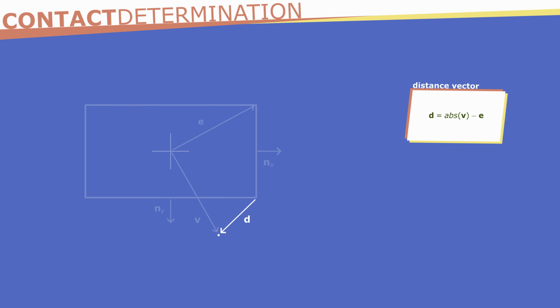Having the distance vector, we now can determine if the point is inside the box or not. That is, if any of the components of D are greater than 0, the point is outside, otherwise the point is inside. Or if all components of D are less than 0.